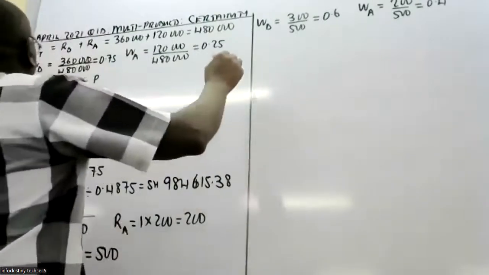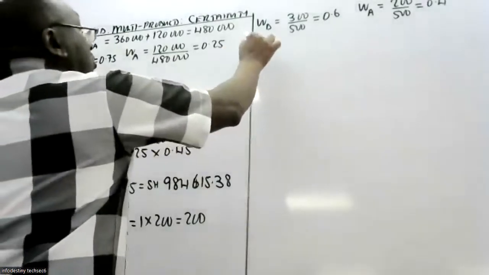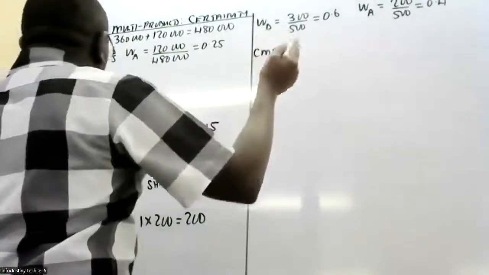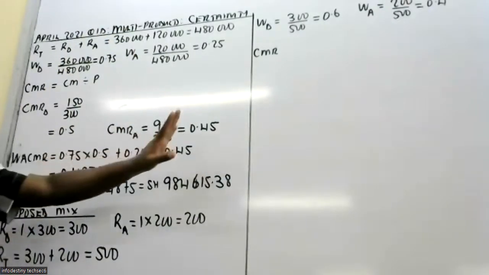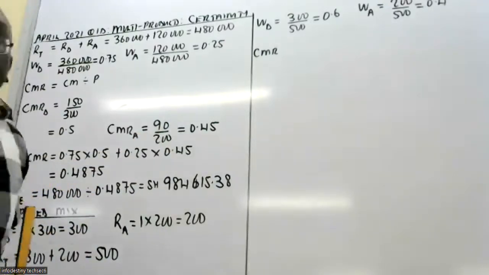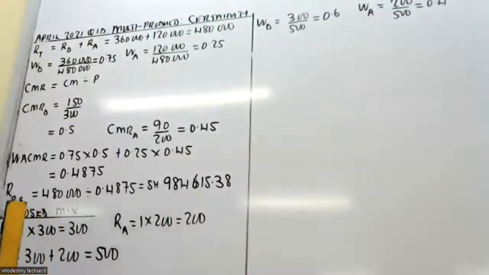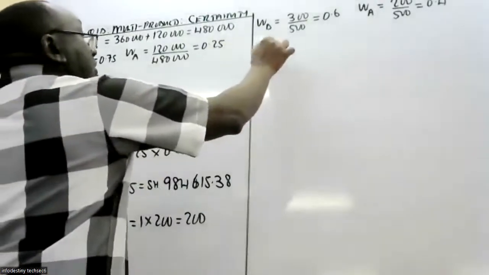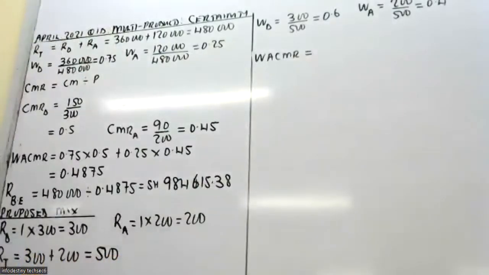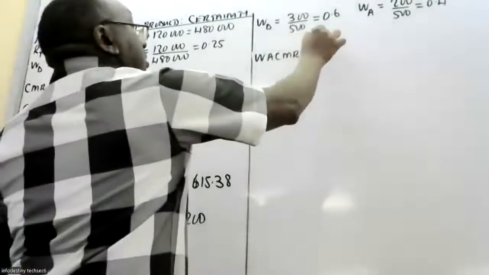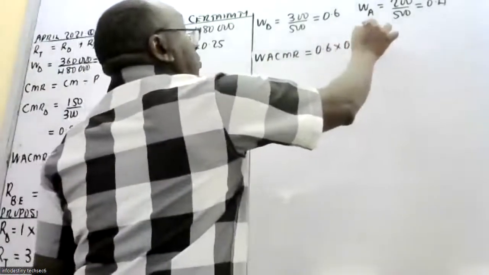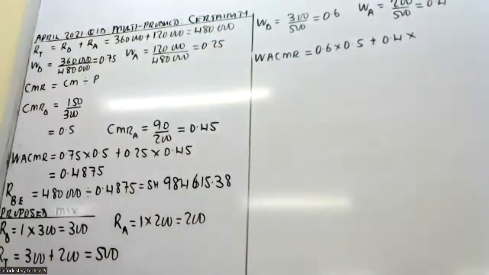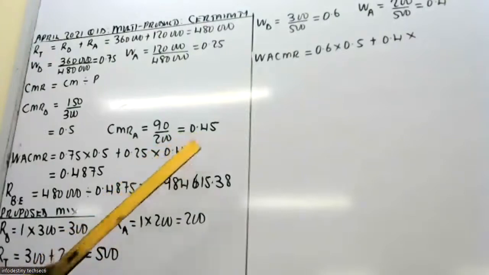Then from there, we need to get contribution margin ratio. Oh, those ones you already have. They will not change. So they are the same. So if they are the same, I just go straight now to getting WACMR. WACMR, it will be 0.6, that is the weight of D, multiplied by the contribution margin ratio of D, which is 0.5, plus 0.4, multiplied by contribution margin ratio, which is 0.45.